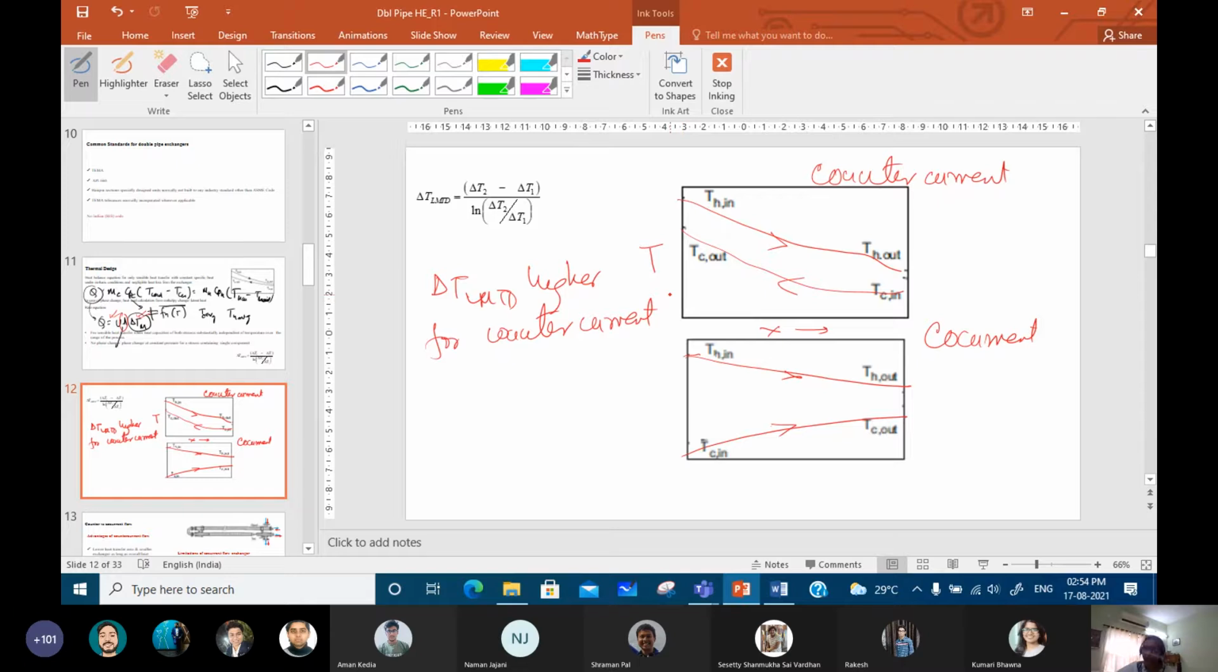Anybody who can tell me whether there is any other advantage of counter current flow, and do we never go for co-current flow? In counter current flow, there's one more advantage that the output temperature of the higher temperature fluid can be lower than the output temperature of the coolant, which is definitely not the case in parallel flow.